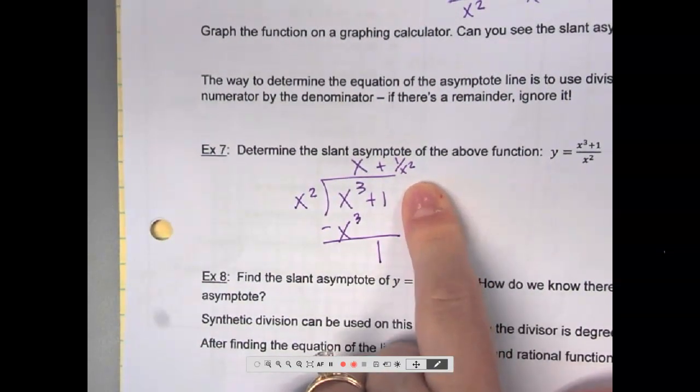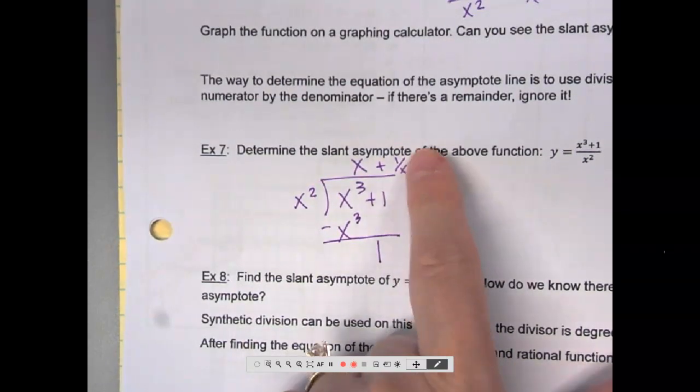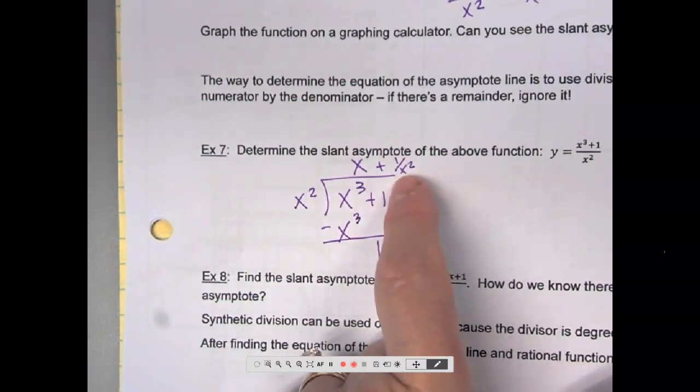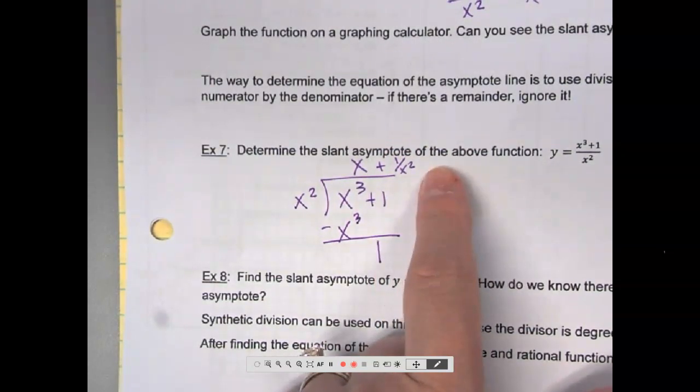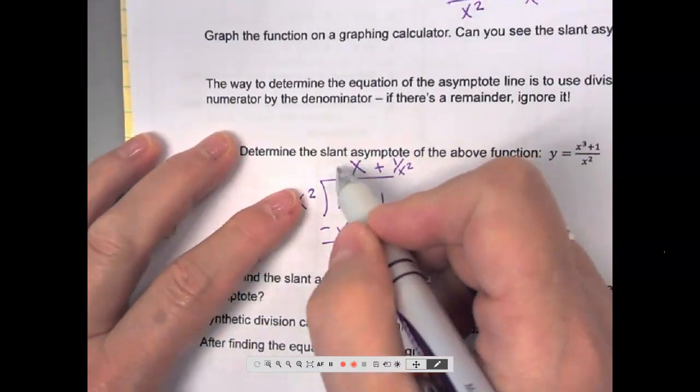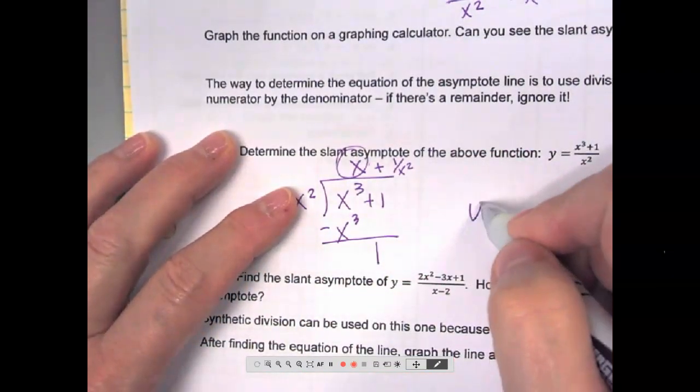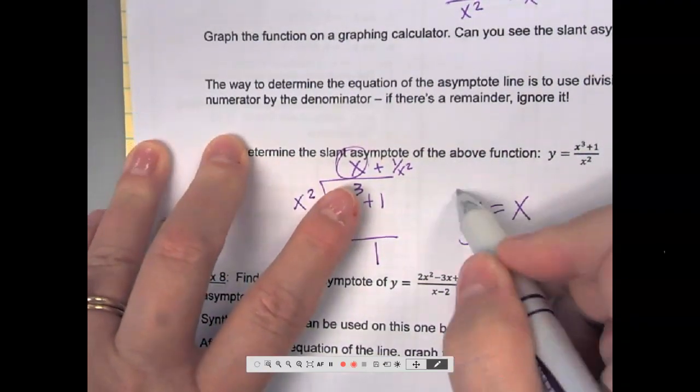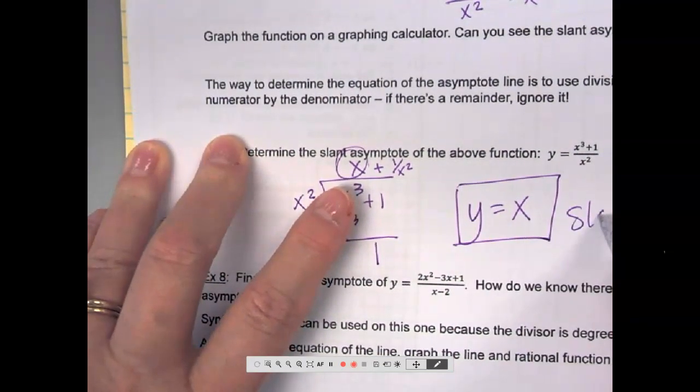Now, remember, I'm letting x get super big. Well, if x gets super big, this fraction is super small and pretty much equal to 0. So that's why we ignore the remainder, because it's going to be super insignificant. So this right here that I just got, y equals x, that is my slant asymptote.